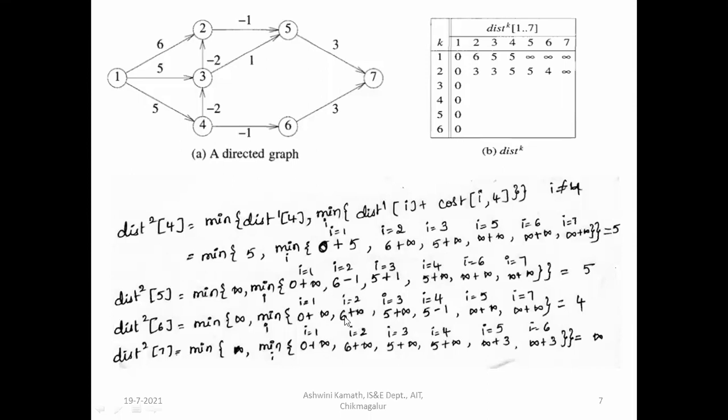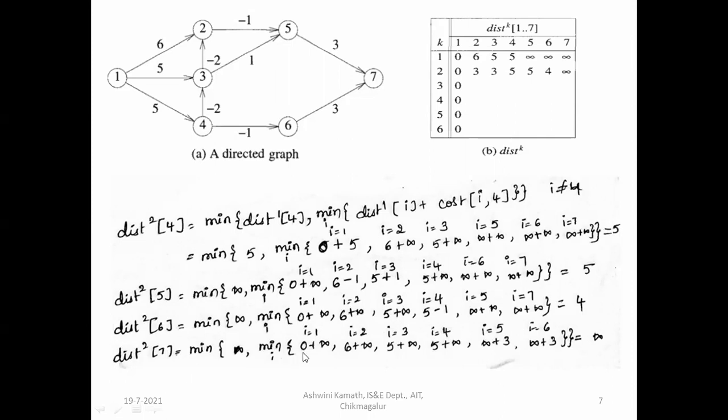2 to 6, it is infinity. 3 to 6, it is infinity. And 4 to 6, it is minus 1. Previous value is 5, so 5 minus 1. Okay. And then 5 to 6, it is infinity. 6 to 6, it is infinity. So the new value we have got for 6 is equal to 4. So 1 to 6, it is equal to 4.